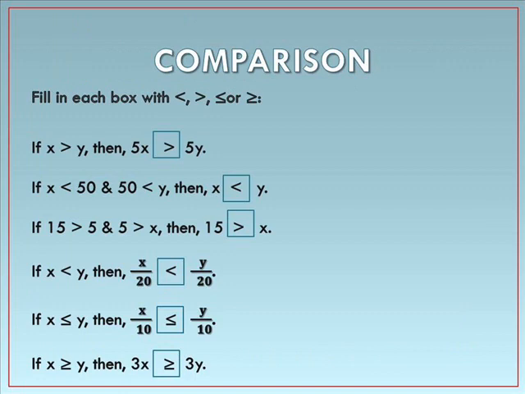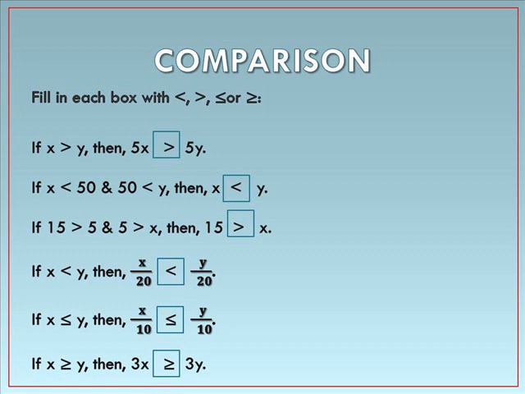The next topic is comparison between different values. We will use the symbols less than, greater than, less than or equal to, or greater than or equal to to compare the given values. The first one is if x is greater than y, then we need to compare 5x and 5y. Well, that is quite simple. If x is greater than y, then 5x will also be greater than 5y.